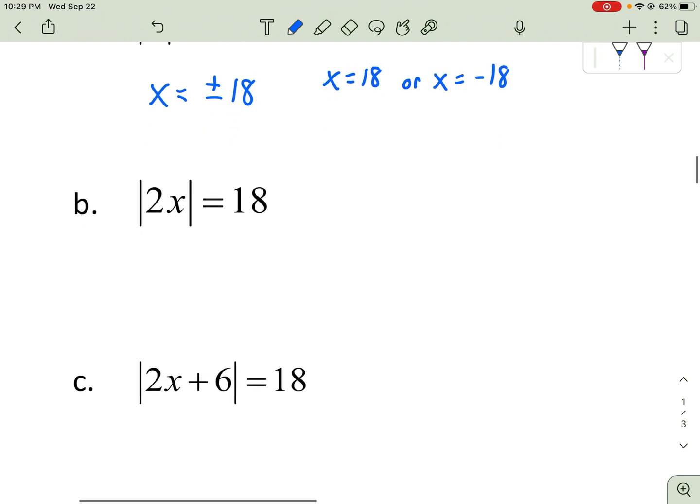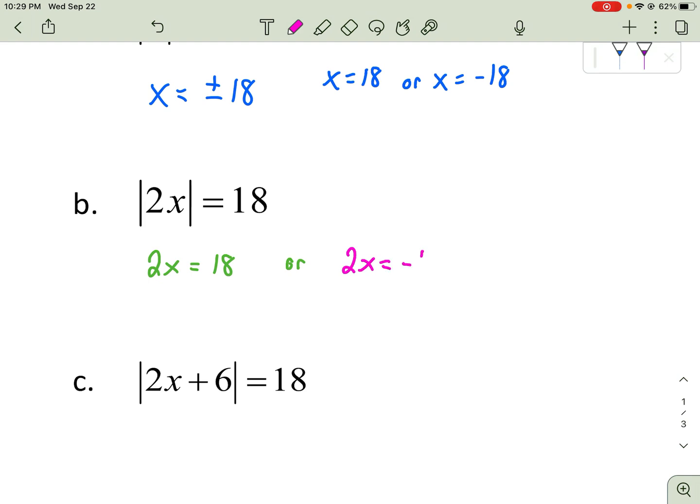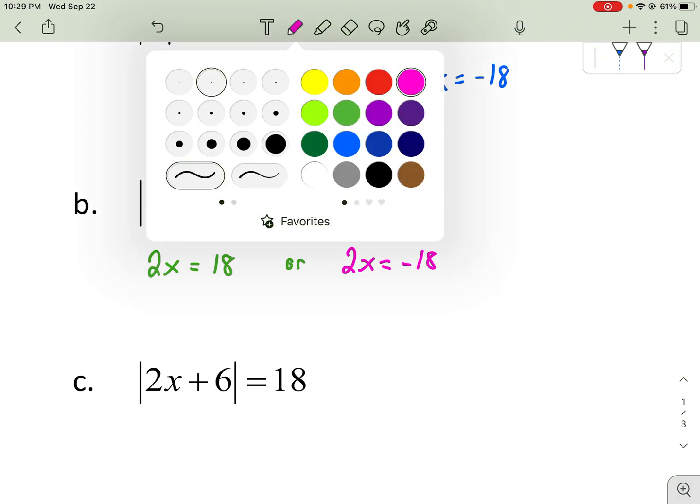But down here on B, I'm going to want to write 2 different cases. So I'm going to write them out separately. Like this, some number is 18 away from 0, so that number can either be 18, or we could have 2x could equal negative 18. Because we're saying how far is this from 0, and we're saying it's 18 away. So it's 18 away from 0, it could either be 18 or it could be at negative 18 on our number line. Then we just solve these separately and find the x values.